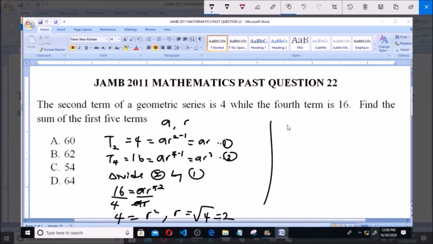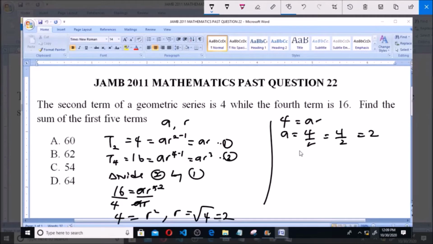Now from equation 1 we have 4 is equal to AR. So from this we can get what? A, since our R is equal to 2. So we can simply say A is equal to what? 4 over R, which is equal to 4 over 2. And that is equal to 2. So A is equal to 2.